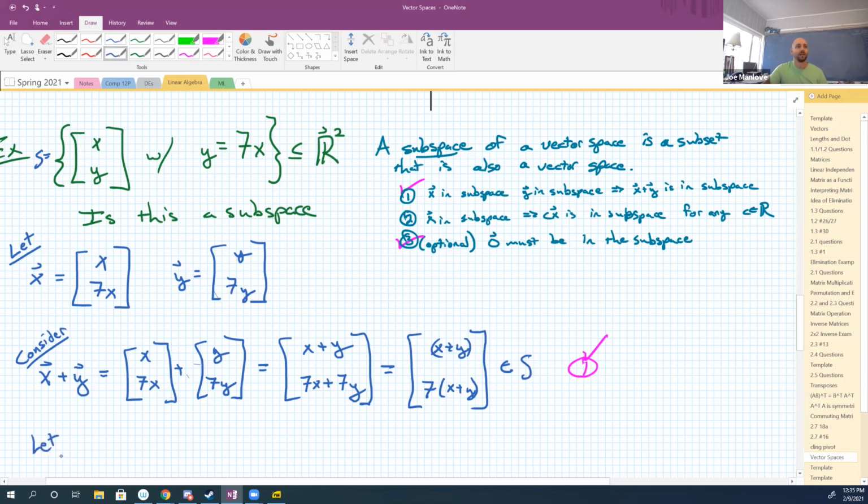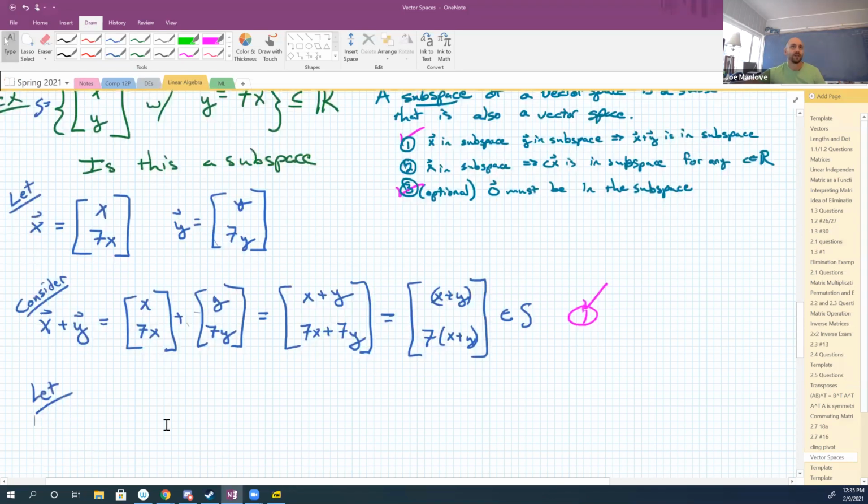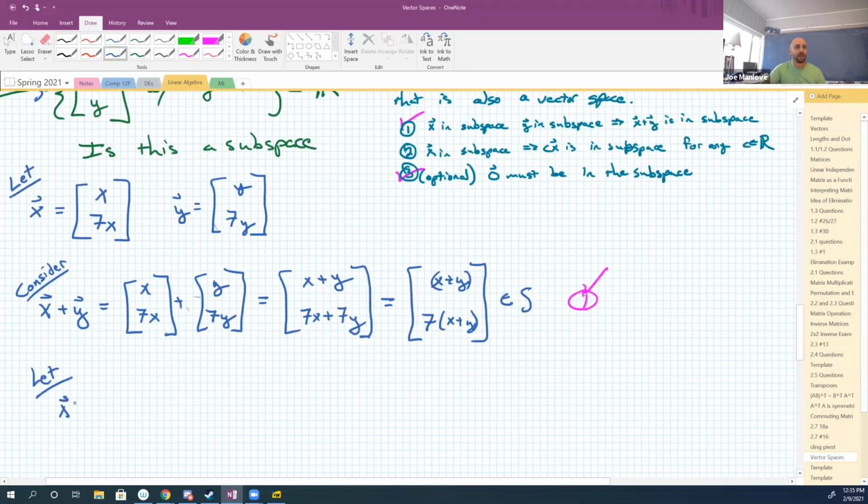I need a vector to play with. So I'm going to say let x be x and 7x. Then what? What's the thing I'm supposed to be checking here? X is in the subspace implies that Cx is in the subspace for any C in R. So I guess I need an X and also a C. Oops, not a vector C, but just a C in R. All right, so I've just let X be this thing, let C be a number in R.